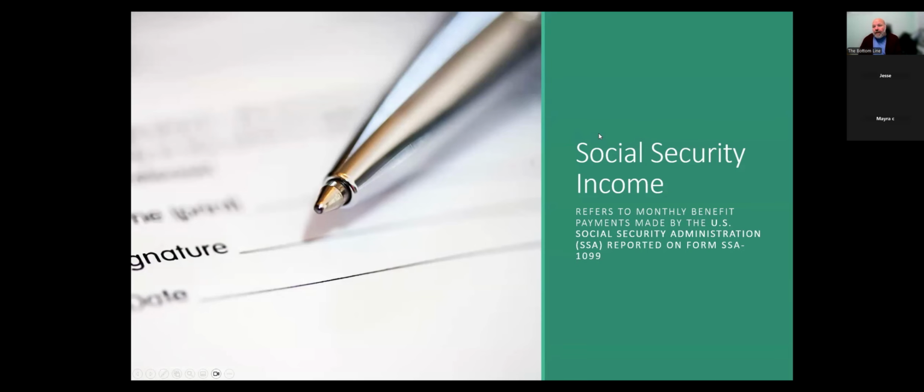So it's a benefit, and that's where your FICA and Medicare, that's your Social Security. Together, that makes Social Security. Medicare is the insurance that people on Social Security can receive. Now, it's a monthly payment that the US government is paying. It's reported on an SSA 1099.